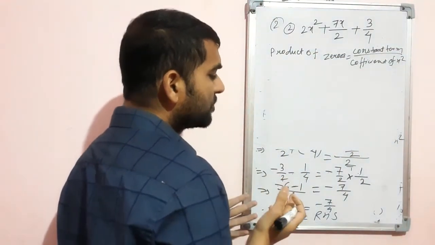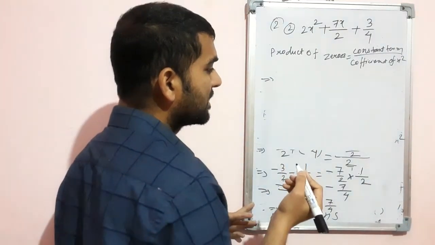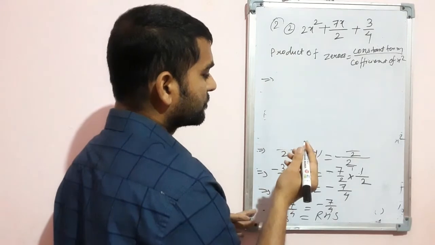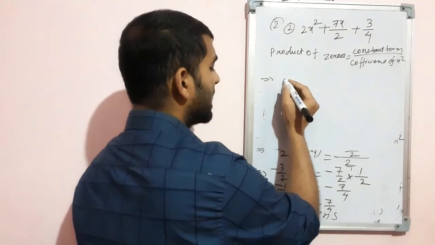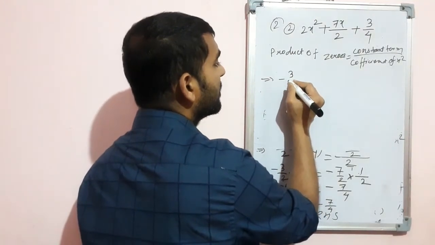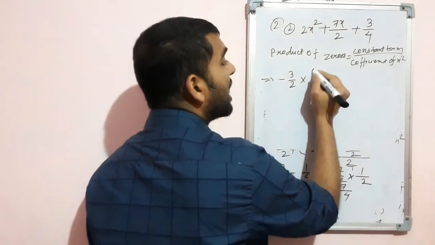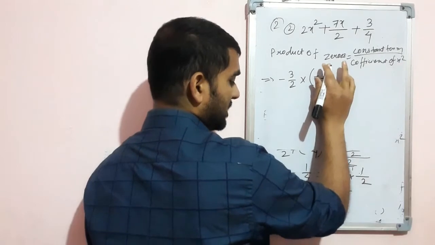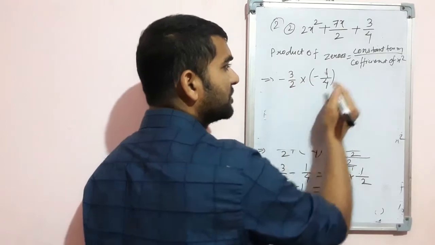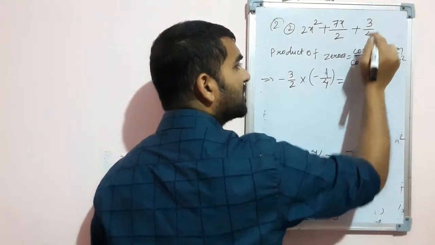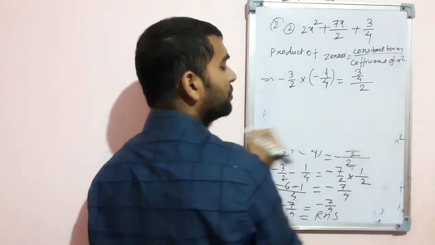What have we got? Two zero values, right? The first value is minus 3 by 2, and the product means we have to multiply it with the other zero, which is minus 1 by 4. We got these two zeros, so product means just multiply these two. Constant term, what is the constant term? 3 by 4. Write down here 3 by 4. Coefficient of x square, how much? 2.